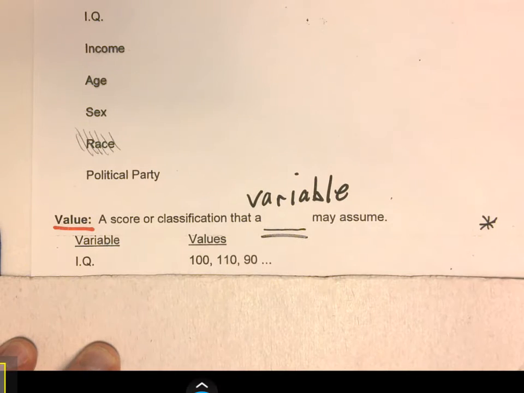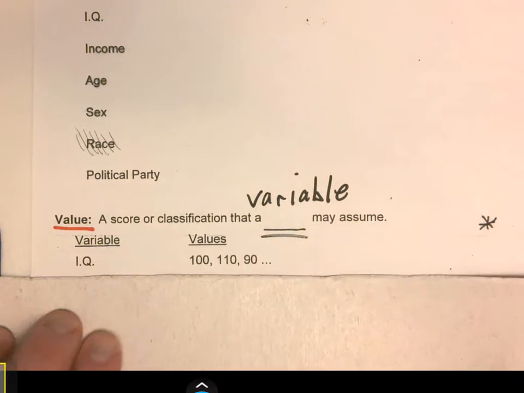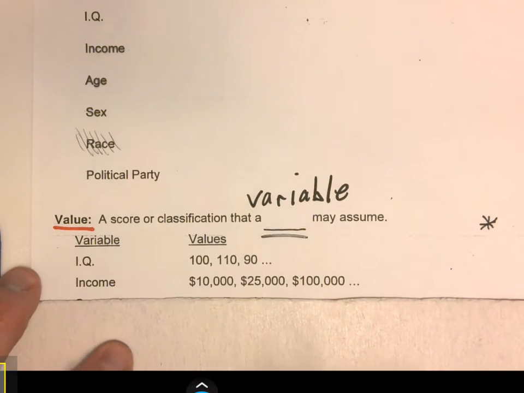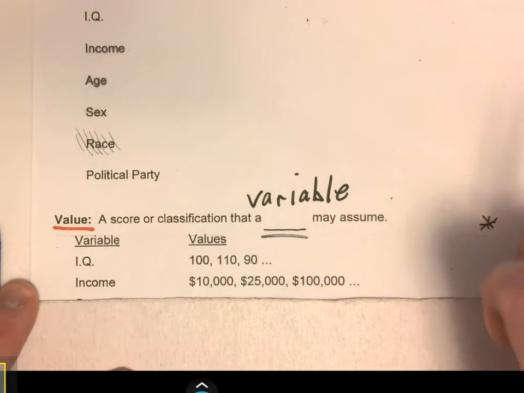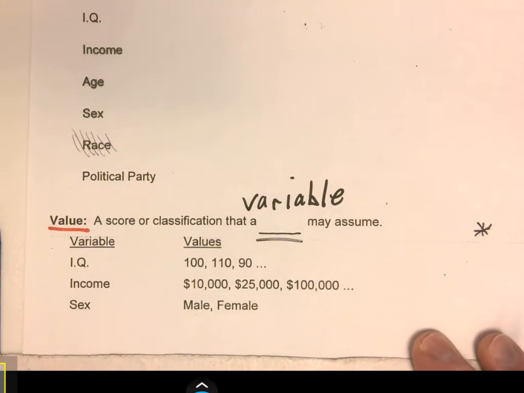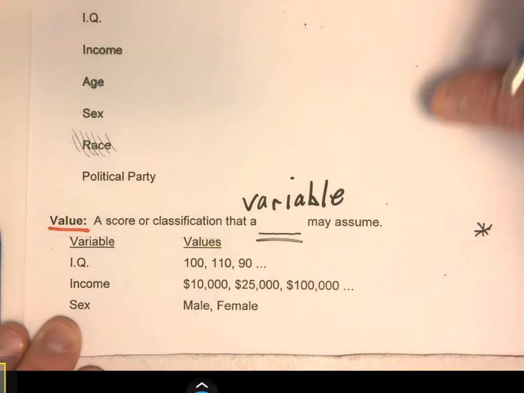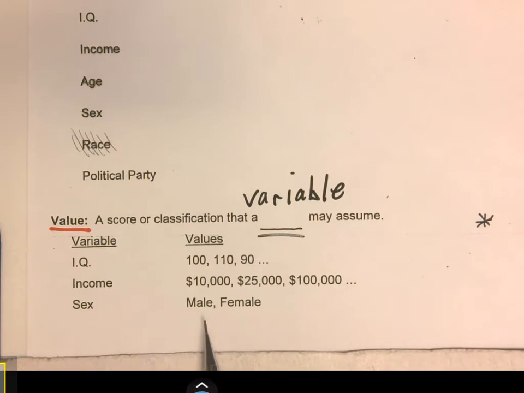These are the different values that IQ can assume, the different scores that it can assume. Income, your score on income might be $10,000 a year, $25,000 a year. These are the values that it can assume. And once again, a variable doesn't necessarily have to be quantitative. Sex can be a variable. It's a categorical variable. You might be in the male category, you might be in the female category.